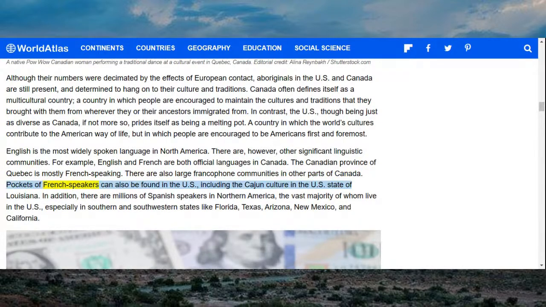Pockets of French speakers can also be found in the US, including the Cajun culture in the US state of Louisiana. In addition, there are millions of Spanish speakers in Northern America, the vast majority of whom live in the US, especially in southern and southwestern states like Florida, Texas, Arizona, New Mexico, and California.